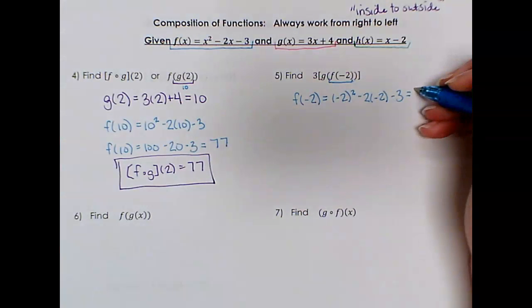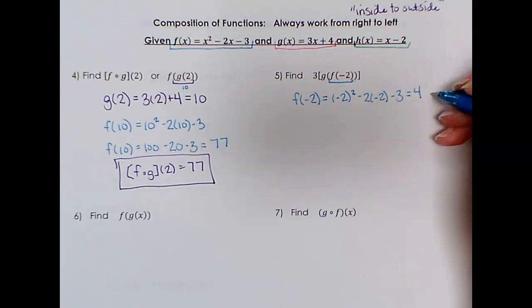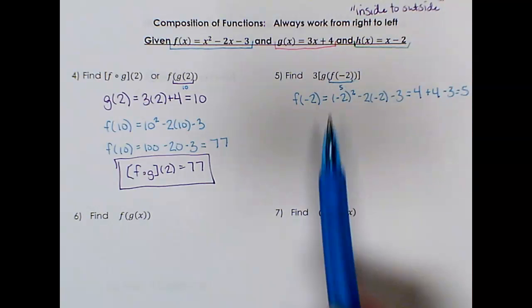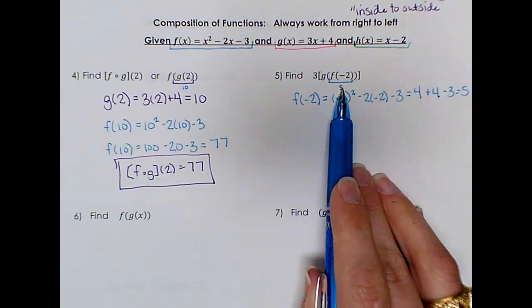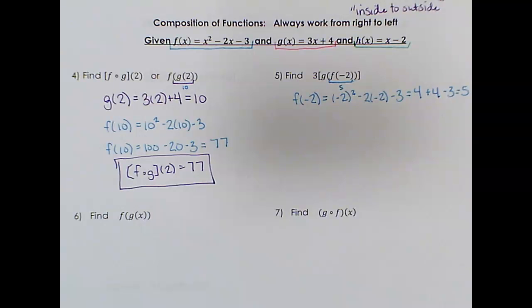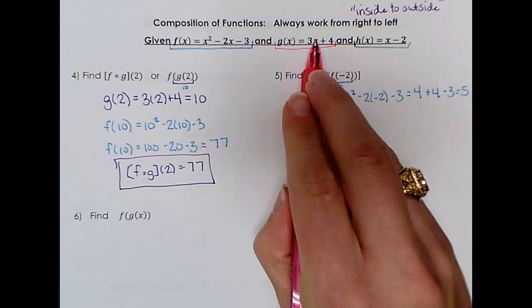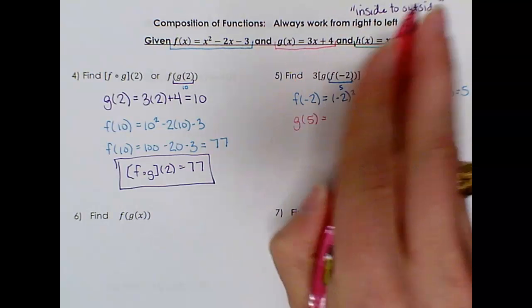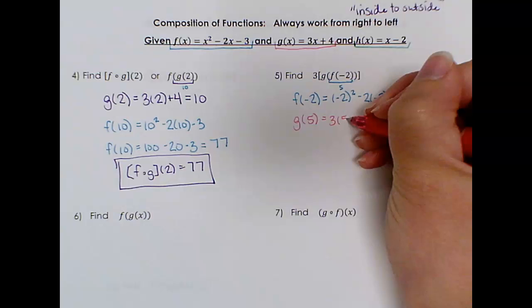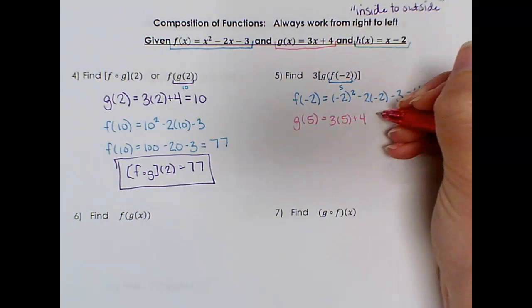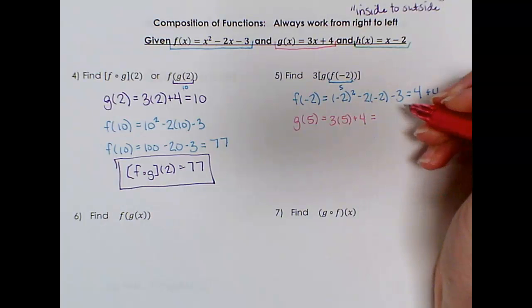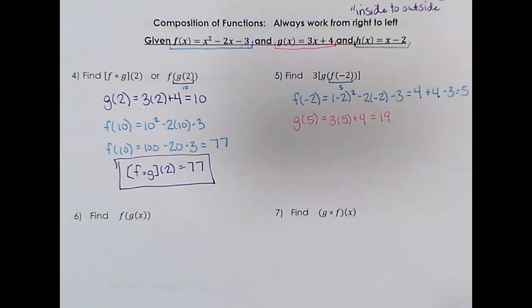Negative 2 squared is 4. Negative 2 times negative 2 is plus 4. That's 8. And then minus 3 is 5. So now I'm finding g of 5. So g of 5 is 3 times 5 plus 4. 3 times 5 is 15. 15 plus 4 is 19.